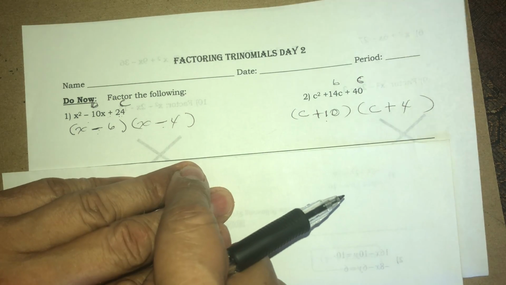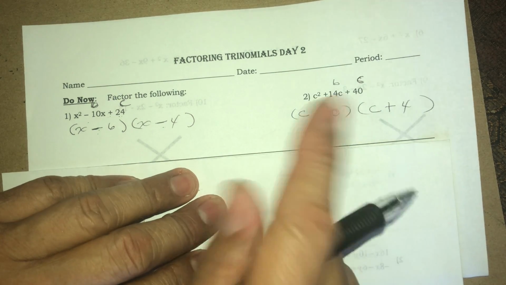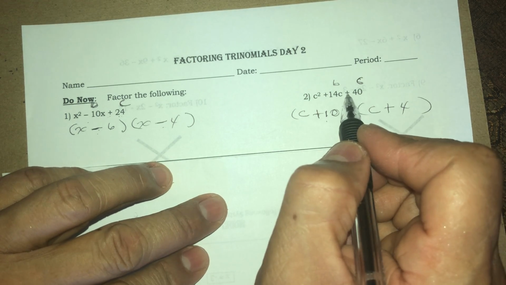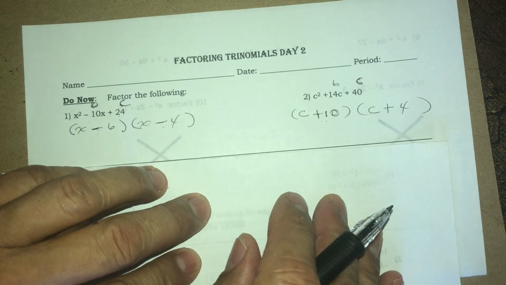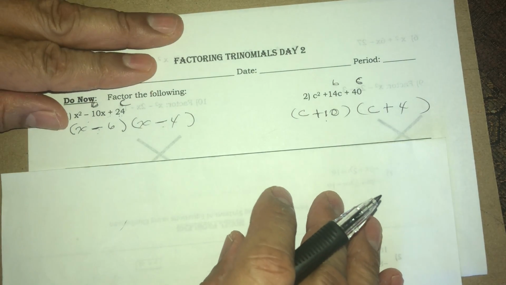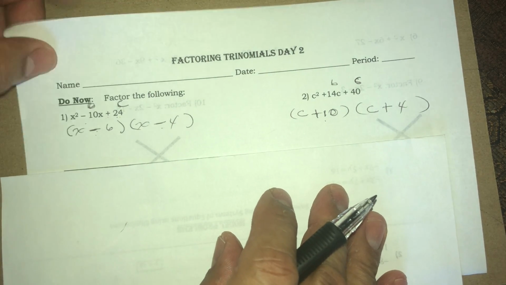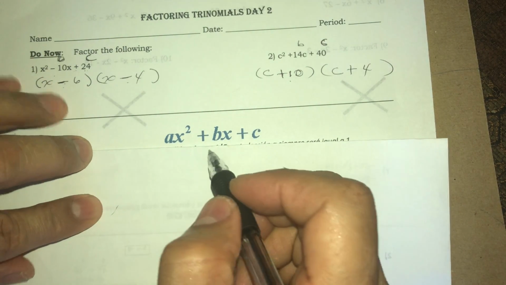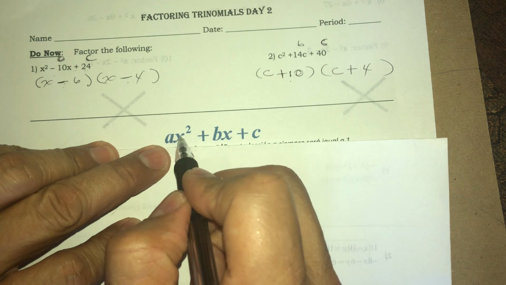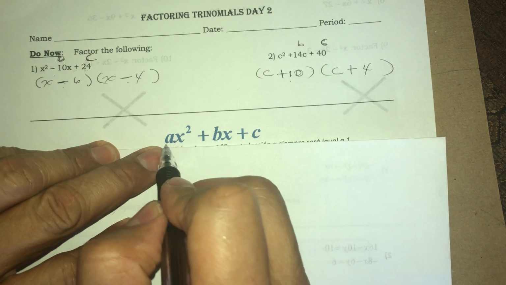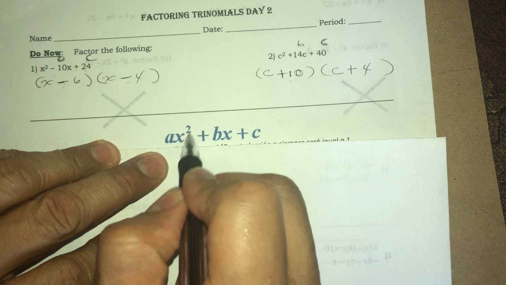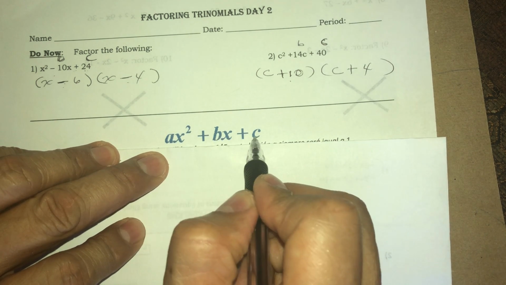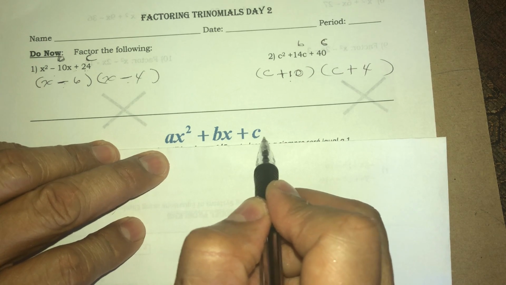So that was the topic from yesterday. Este fue el tema de ayer, y las tareas eran nada más cuando el valor de c era positivo. So yesterday's topic was when the value of c was positive. Now we're going to do when the value of c is negative. So remember, okay, just as a review, this is the standard form of a quadratic equation, ax squared plus bx plus c. A is the coefficient of the first term. B is the coefficient of the middle term. And c is a constant. Doesn't have a variable, only a number.